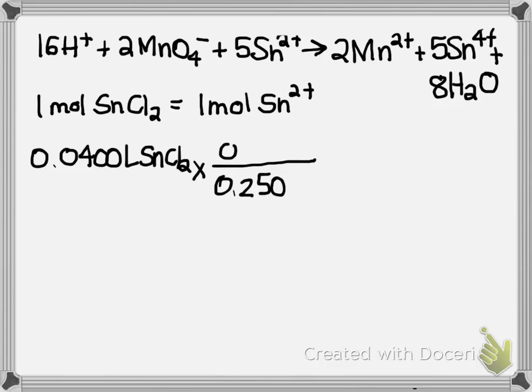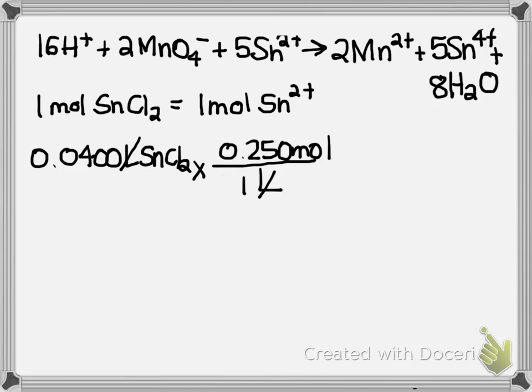0.250, whoops, sorry, I did it wrong, 0.250 moles in 1 liter. Now, how did I catch so quickly that I had set that up wrong? Because of the units, right? Because I need liters to cancel out with liters.